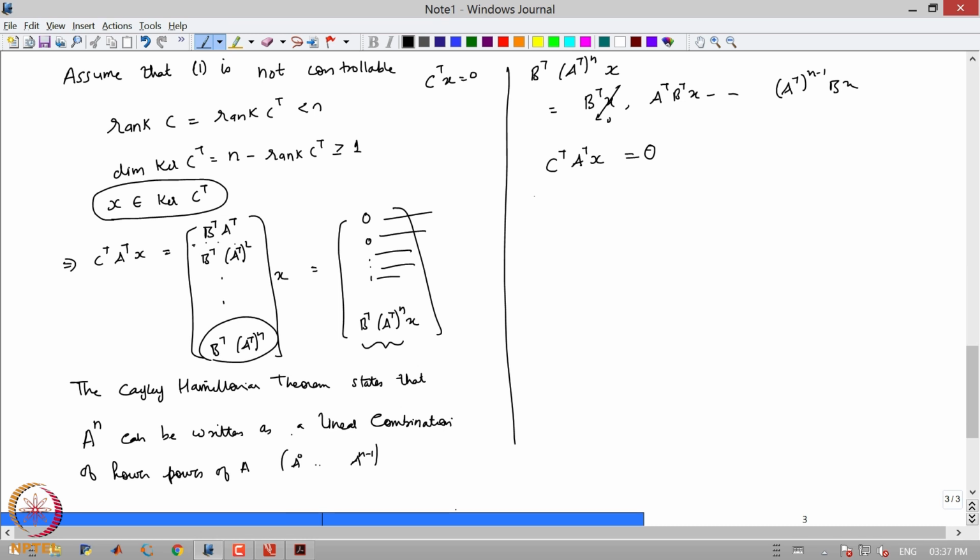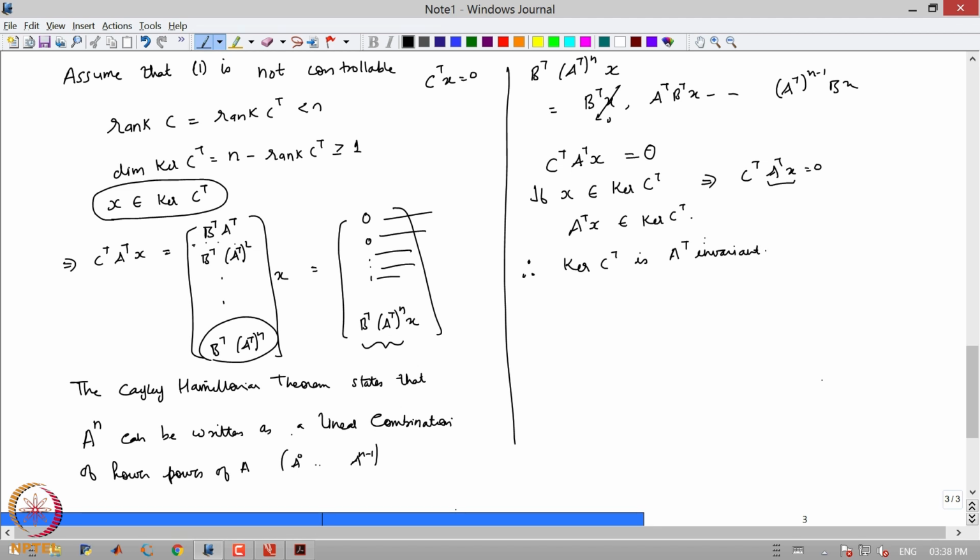Okay, which means that if x belongs to the kernel of C transpose, it also means that C transpose A transpose x is equal to 0. Look at this carefully, and this also means that A transpose x belongs to the kernel of C transpose, and therefore, the kernel of C transpose is A transpose invariant.